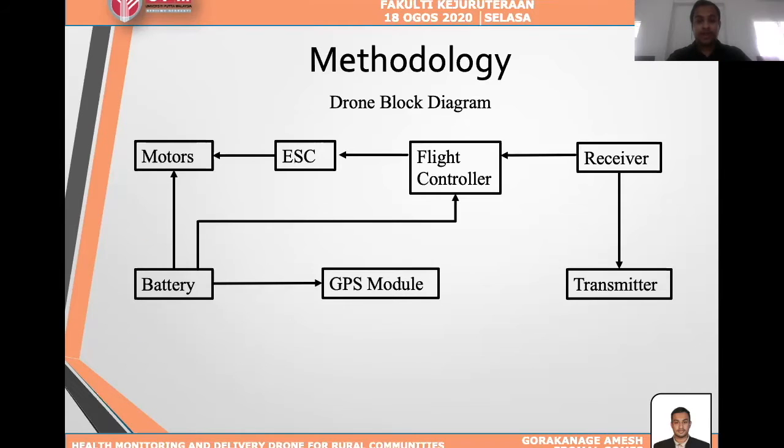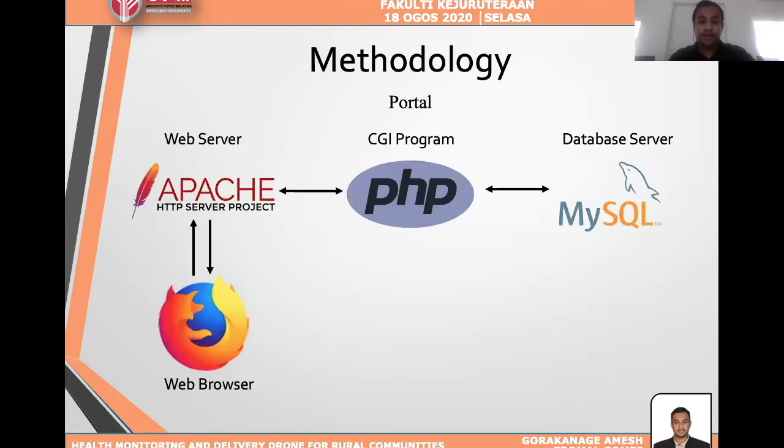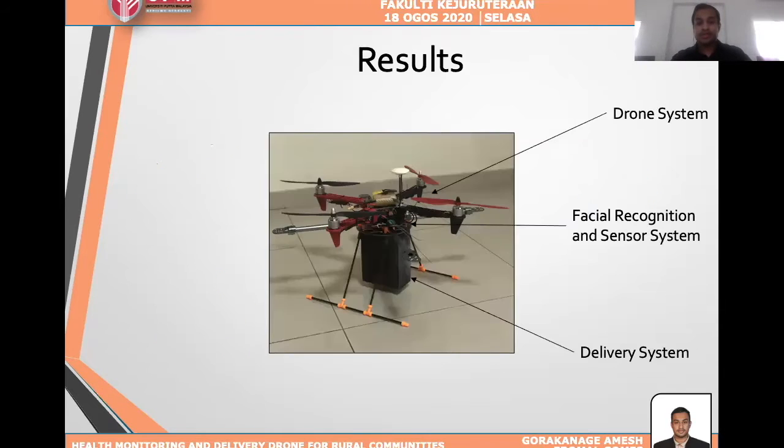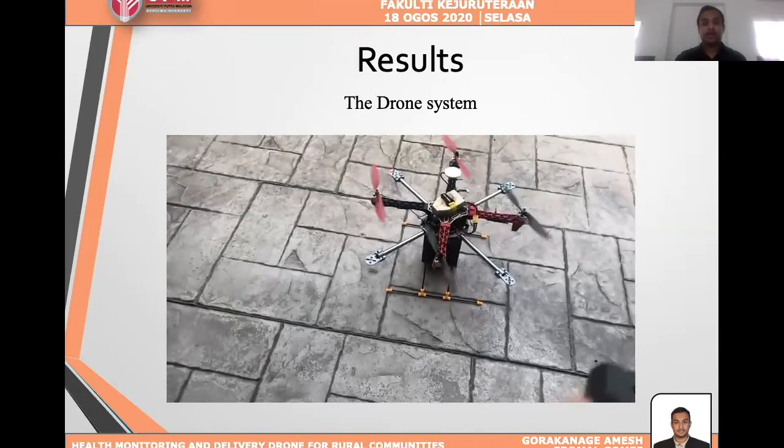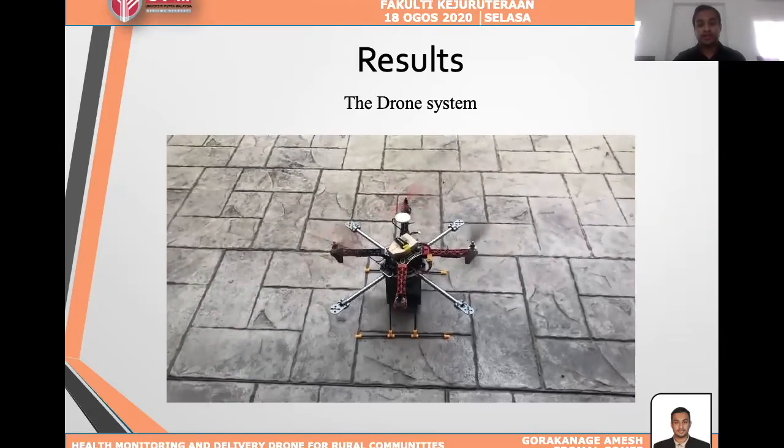A bit on the literature review. Every drone needs a flight controller and an ESC, which is a speed controller for the motors, and of course a receiver and transmitter. The battery powers it all. Now a bit of the methodology and the portal. This is the drone with the three combined hardware systems in place, and this is when the drone testing is done. As you can see, quite a bit of testing has been done to get the stability right. The stability is done through software called NASA Drone Assistant Lite.